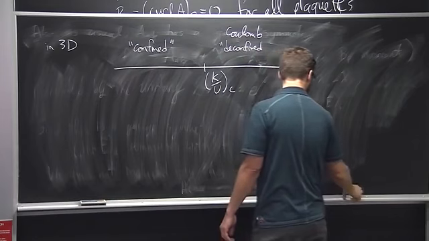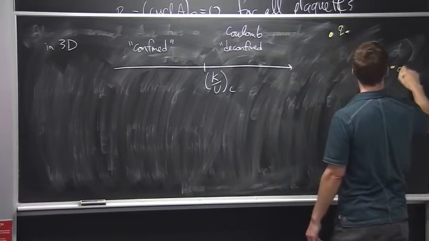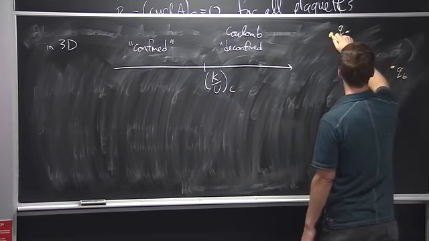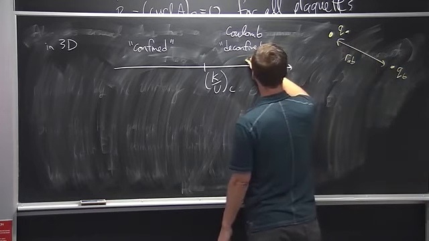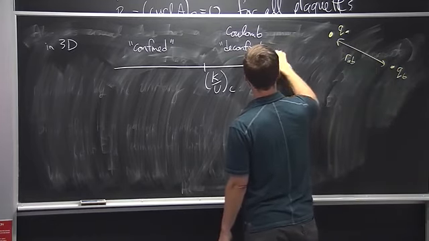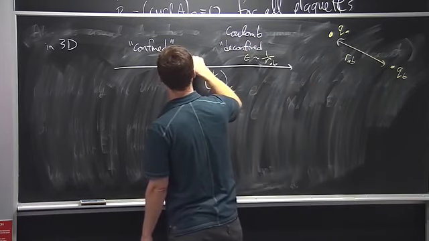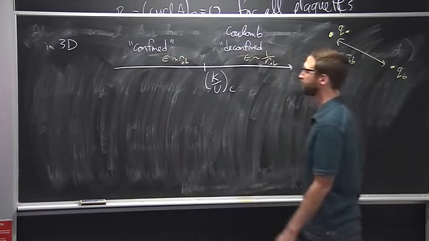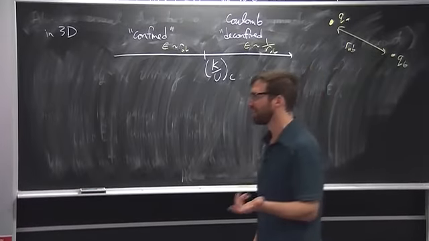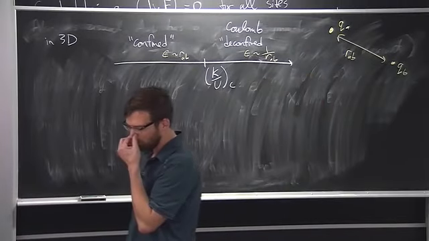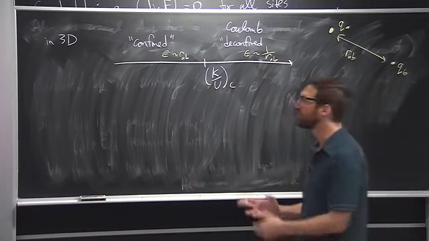So if they have 2 charges, QA, QB, with some distance. The energy for the 2 charges is like the Coulomb energy, whereas here it's linear. So there's a phase transition in the model, even though there's no symmetry breaking. There's no spontaneous symmetry breaking globally.